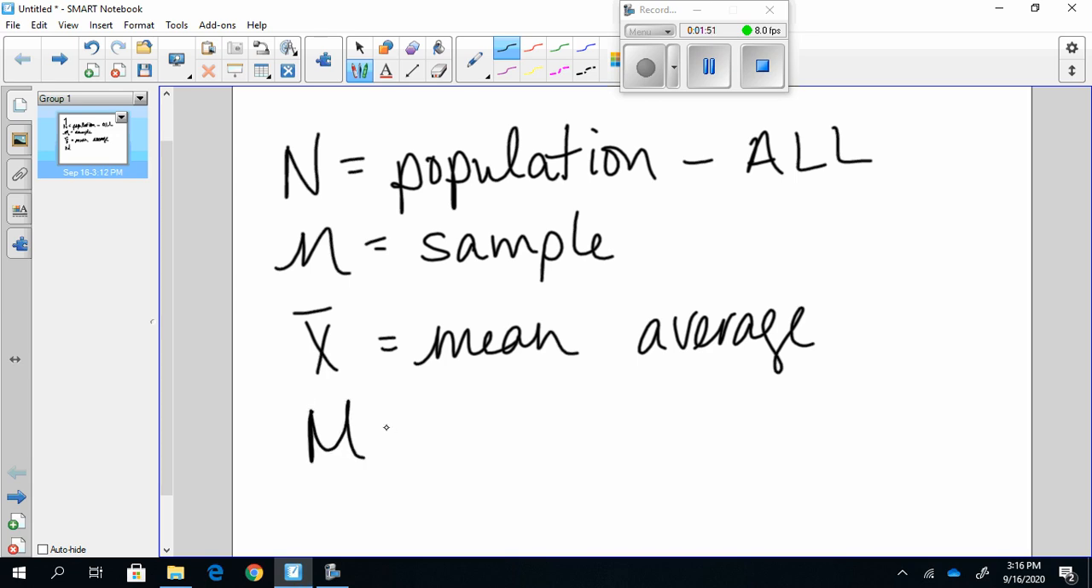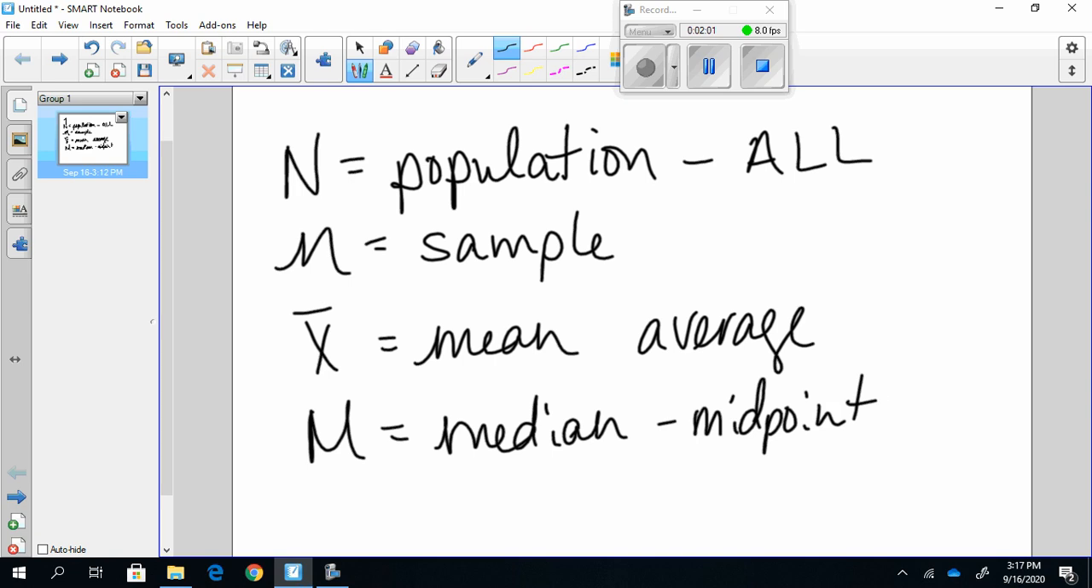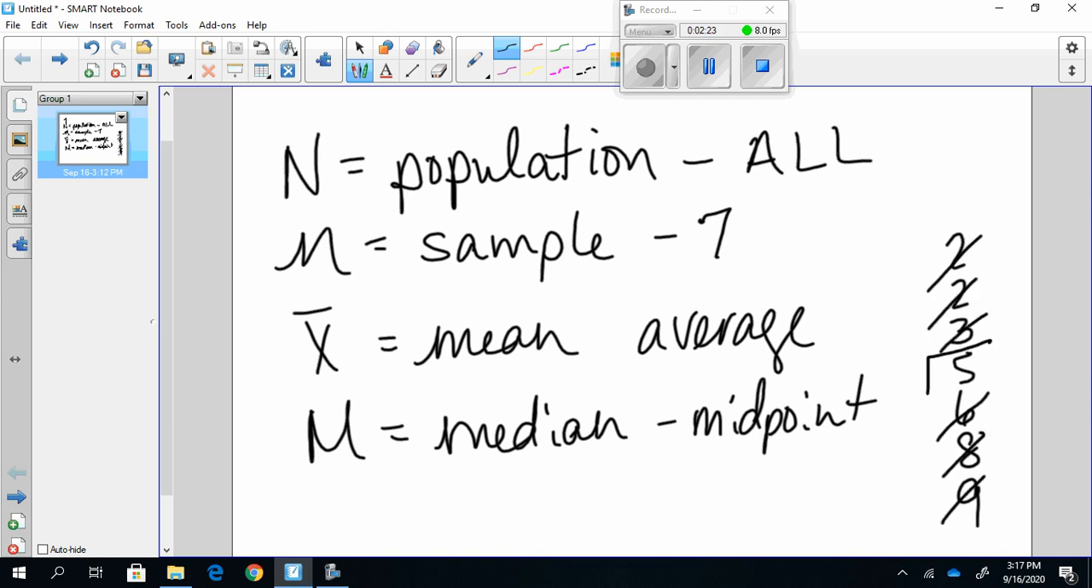M is the median. And so the median is the midpoint. If you have an odd number of data points, you just line them all up. So let's say I had 2, 2, 3, 5, 6, 8, 9. All right, so 1, 2, 3, 4, 5, 6, 7. So my n, my sample, is 7 for this case. So 3 off the top, 3 off the bottom. My median or my midpoint is 5.